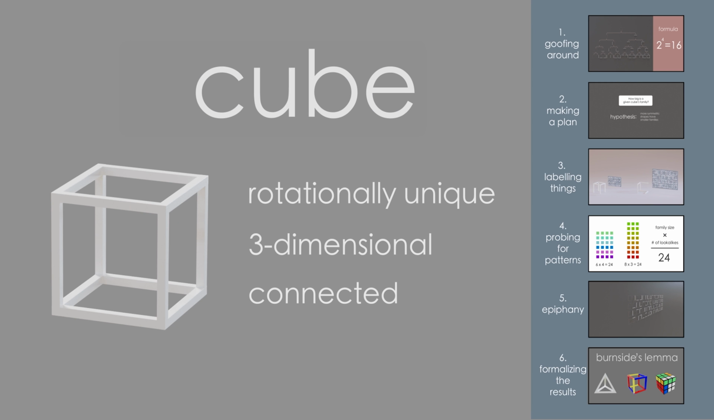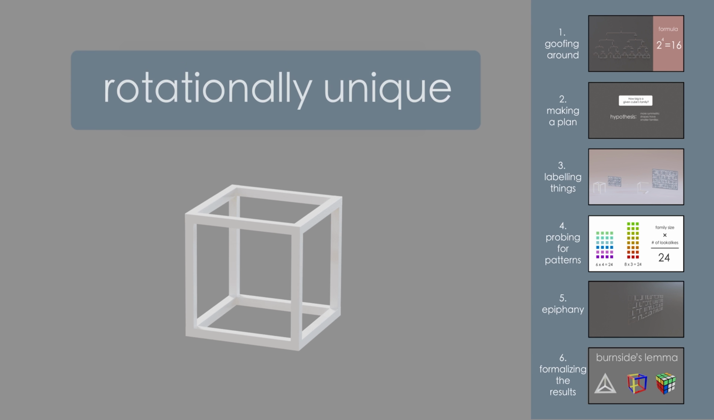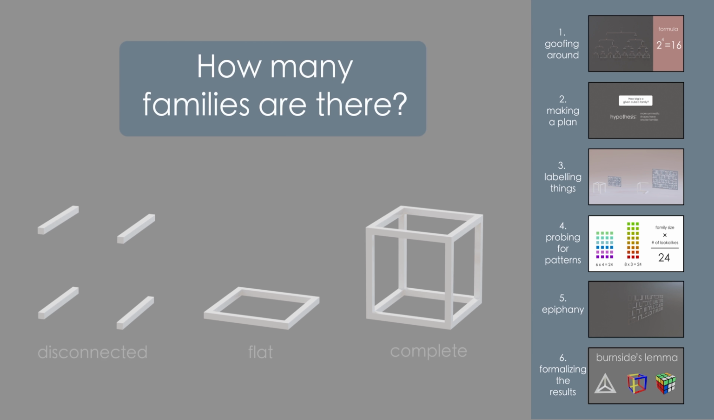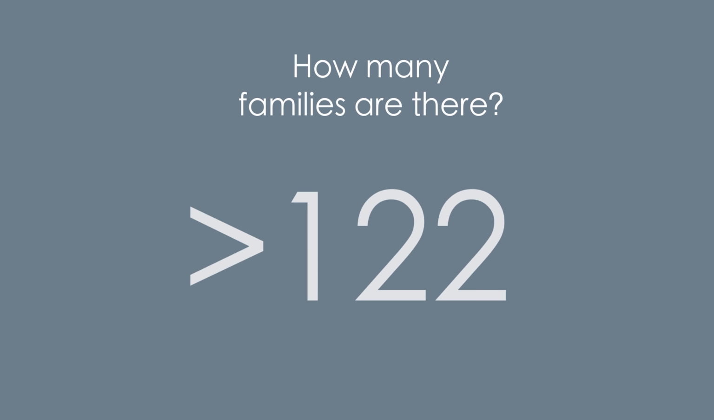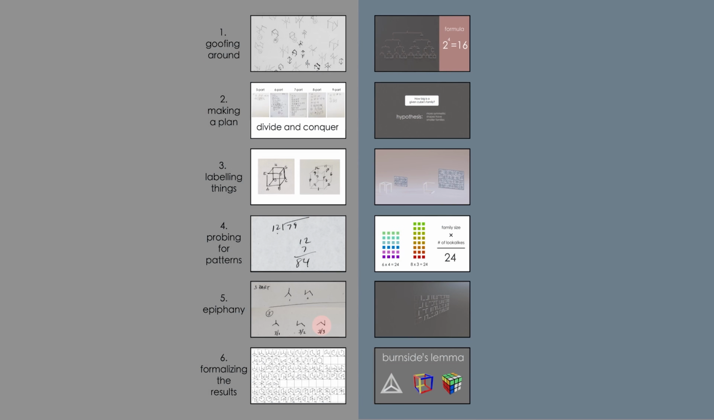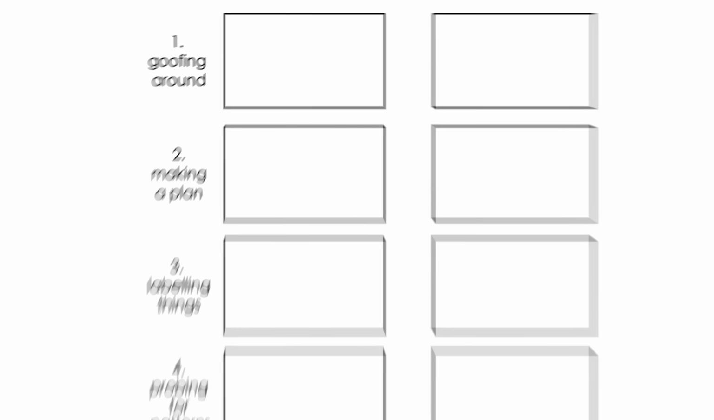A little housekeeping before we begin. Our mathematical exploration is going to focus only on the problem of rotational equivalence. We'll relax these other constraints for now. This means that we'll be considering all possible cubes, including flat or disconnected ones, and even the full cube and the empty cube. As a consequence, the number of families we find is going to be larger than LeWitt's final count of 122, at least until we bring back the other conditions at the end. Let's begin.